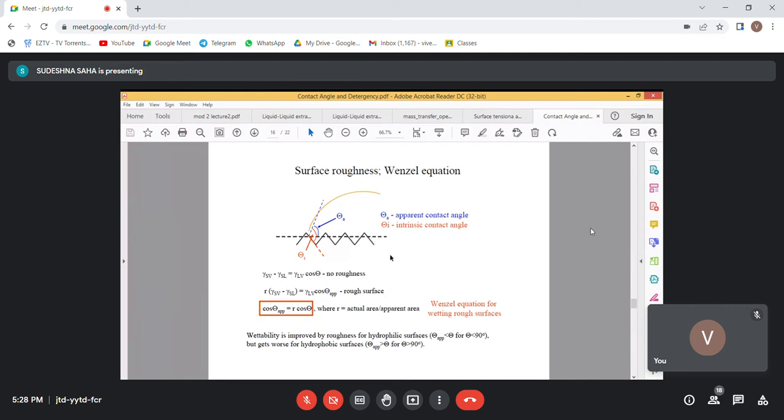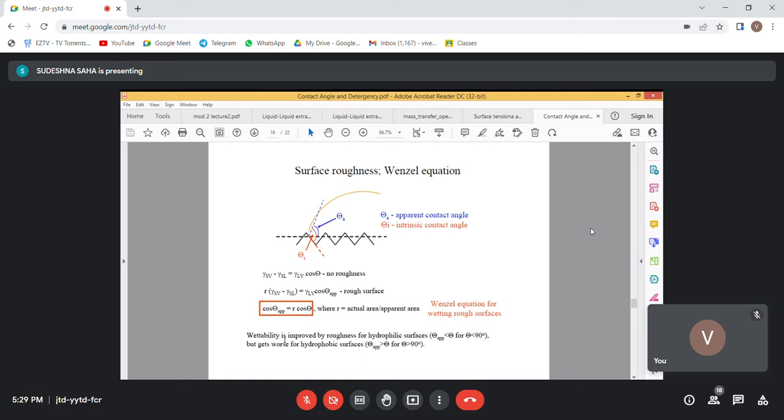There is also another method of calculation of the surface roughness, but the Wenzel method is the most widely applicable one, where cos theta apparent, this is the theta apparent, that suppose you put a drop on this surface, this is the apparent contact angle you will obtain. Okay, but the actual or intrinsic contact angle is usually much larger than what we have found, and that's why they have incorporated a correction factor, which is R, which is nothing but the actual area divided by the apparent area. From this you can calculate the intrinsic contact angle from the apparent contact angle measurement.